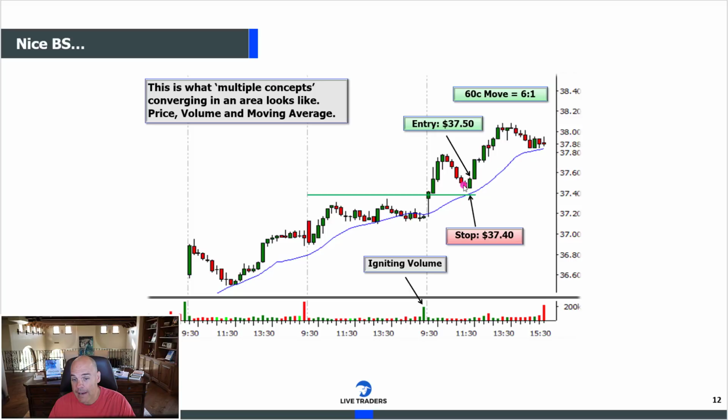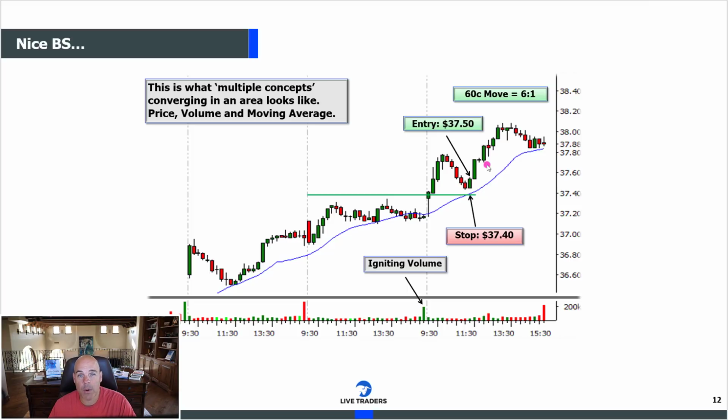It pulls back to price support, minor price support, level 2 price support, whatever you want to call it. Rising moving average. This is ideal. This is perfect. This is exactly what you want. 37.50 entry, 37.40 stop, boom. First target area is going to be somewhere in that 37.70, 37.80, 2 to 3 to 1. Continues higher up to above 38.10-ish, 60 cents. I mean, this is a perfect move, okay? Perfect move.